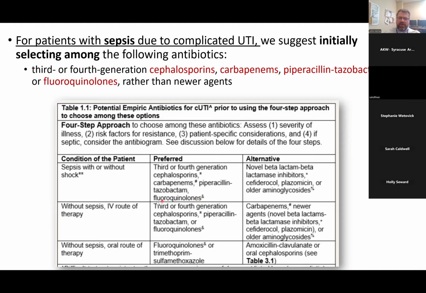Fluoroquinolones. The question would be how well do fluoroquinolones work in your area? So in our area, if it's only 70% or 77% of the time, that would not be a great option if someone has septic shock. You want to give something that is more likely to work.